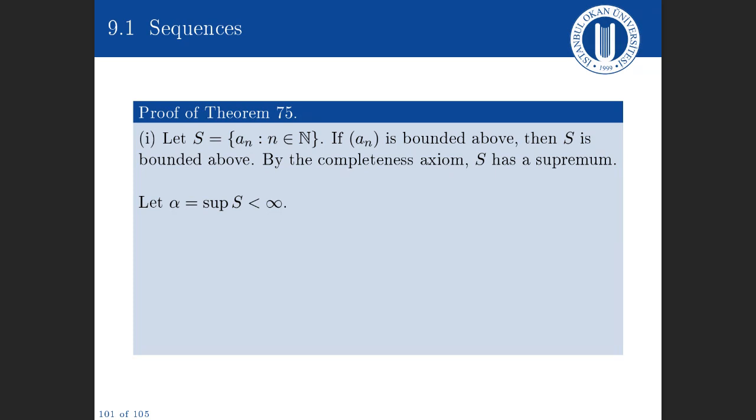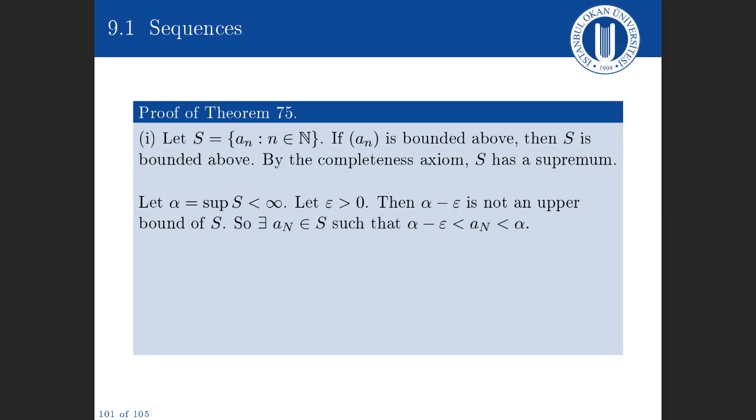Because we're talking about convergence, we also need an epsilon. Now, let epsilon be greater than 0. Then alpha minus epsilon is not an upper bound for S. Alpha is the least upper bound, so any number smaller is not an upper bound. So there must exist a term in the sequence which is between alpha minus epsilon and alpha. If that wasn't true, then alpha minus epsilon would also be an upper bound, but we know it isn't an upper bound.